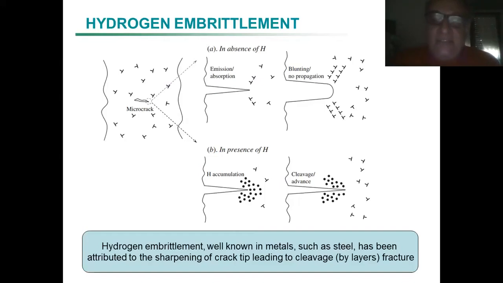Cleavage is a kind of shear fracture, which is typical in minerals. For example, the cleavage, which means the breakage with parallel layers breaking, one separate from the other, and then the piece comes off. So these are some types of corrosion.